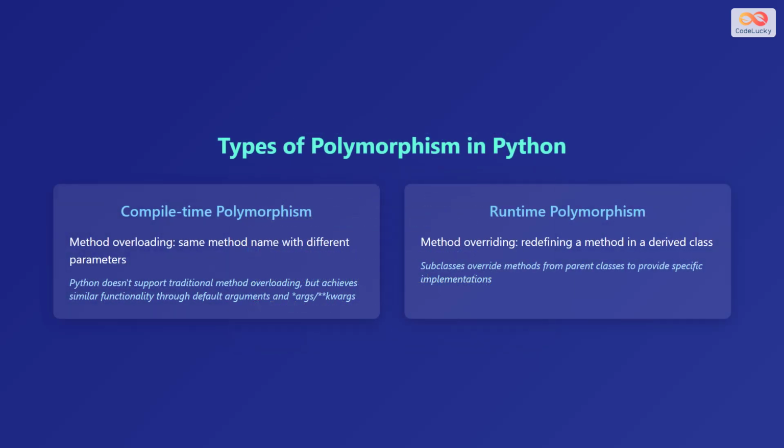There are generally two types of polymorphism. Compile-time polymorphism, which is achieved through method overloading, where the same method name is used with different parameters. While Python doesn't traditionally support method overloading, you can achieve similar functionality through default arguments and the use of *args and **kwargs. Then there is runtime polymorphism, achieved through method overriding, which involves redefining a method in a derived class. Subclasses override methods from their parent classes to provide specific implementations.